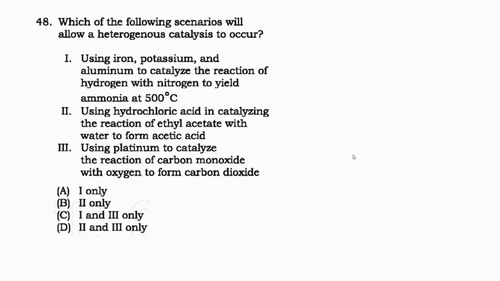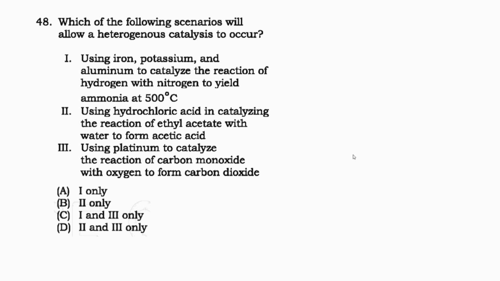Problem number 48. Which of the following scenarios will allow a heterogeneous catalysis to occur? We have 1, using iron, potassium, and aluminum to catalyze the reaction of hydrogen with nitrogen to yield ammonia at 500 degrees Celsius. Then 2, using hydrochloric acid in catalyzing the reaction of ethyl acetate with water to form acetic acid. And 3, using platinum to catalyze the reaction of carbon monoxide with oxygen to form carbon dioxide. To solve this problem, dapat alam natin yung concept ng heterogeneous catalysis and homogeneous catalysis.